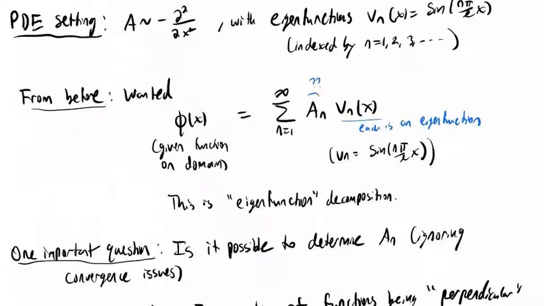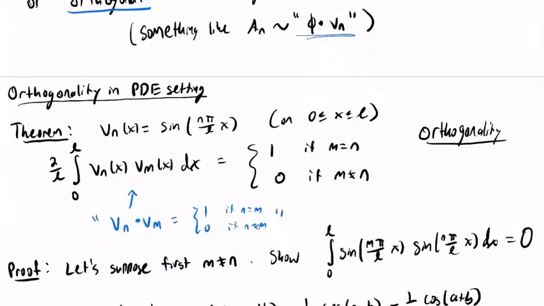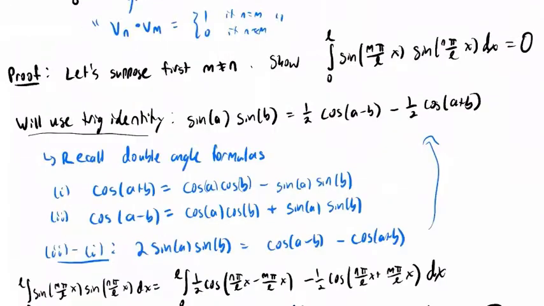And so now, I want my function phi to be some combination of the eigenfunctions. I'll be able to calculate the coefficient, as we would expect now that we have a notion of orthogonality, which is given by this theorem. We'll be able to calculate the coefficient by using this property. And so this is the next thing we're going to look at.